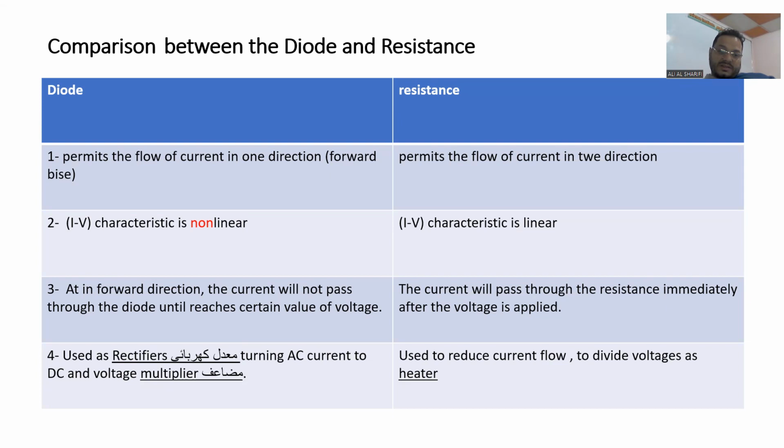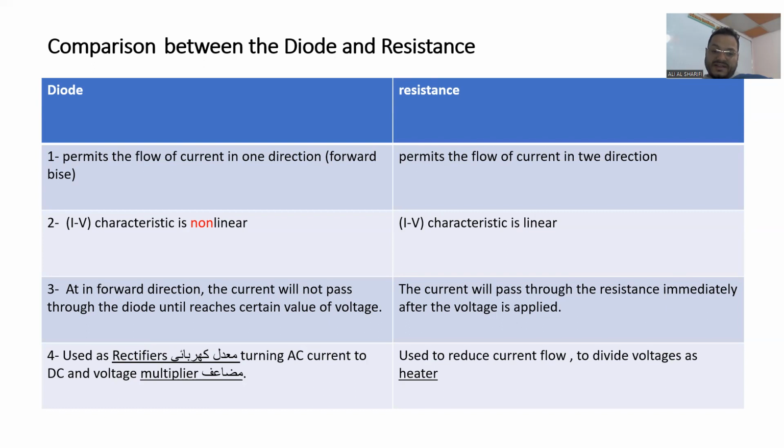For a diode in forward direction, the current will not pass through the diode until it reaches a certain voltage, VF. But with a resistance, the current will pass through immediately after the voltage is applied. We don't have a specific voltage to make the current flow.